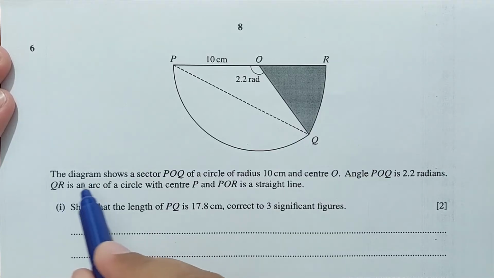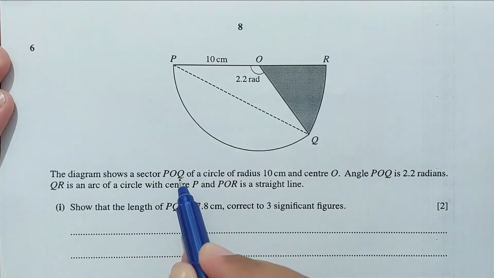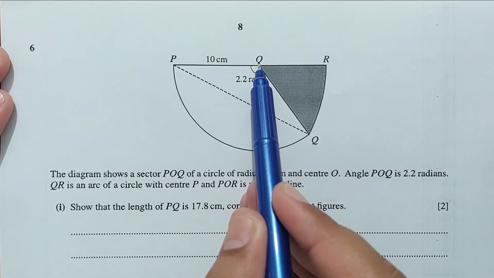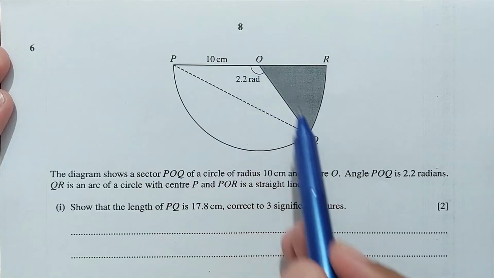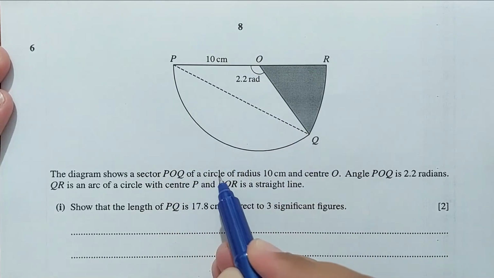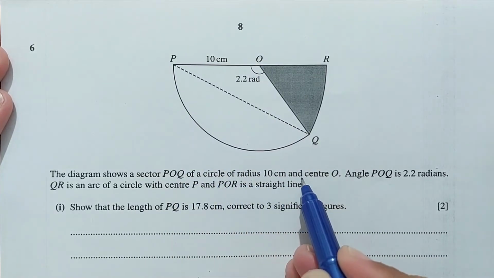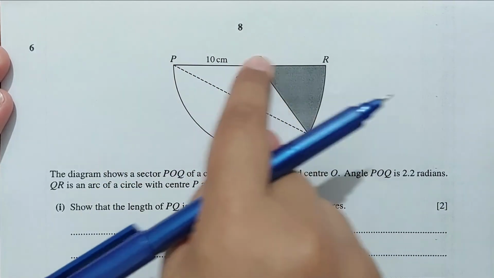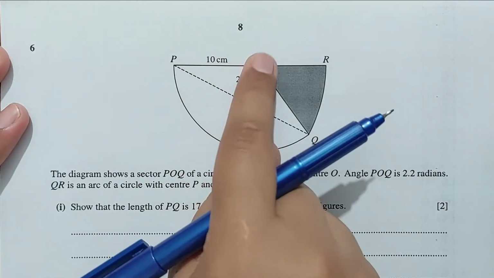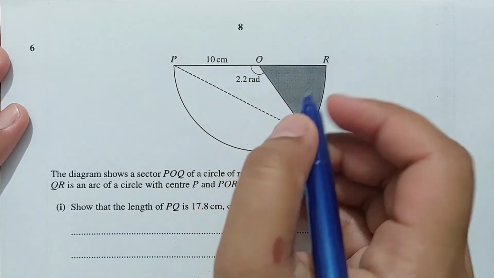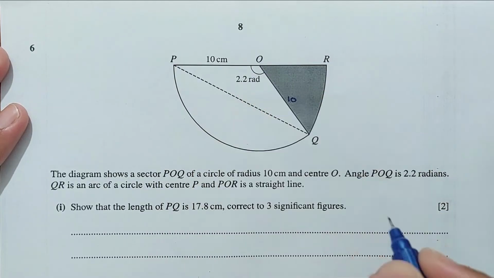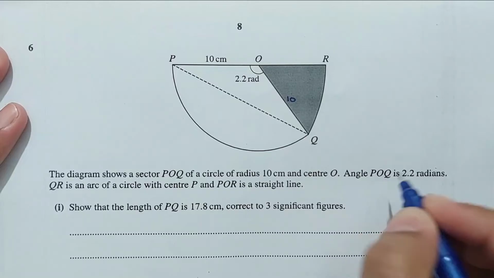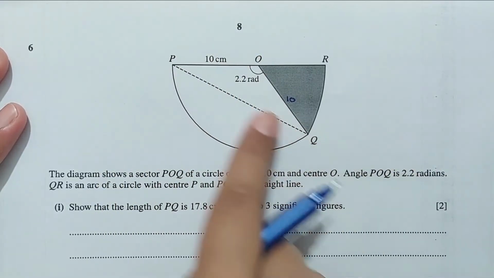Question number 6: the diagram shows a sector POQ of a circle of radius 10 centimeters and center O. POQ is the sector of a circle and the radius is 10 centimeters. O to P is 10 centimeters, O to Q is also 10 centimeters, and the center is O. Angle POQ is 2.2 radians.